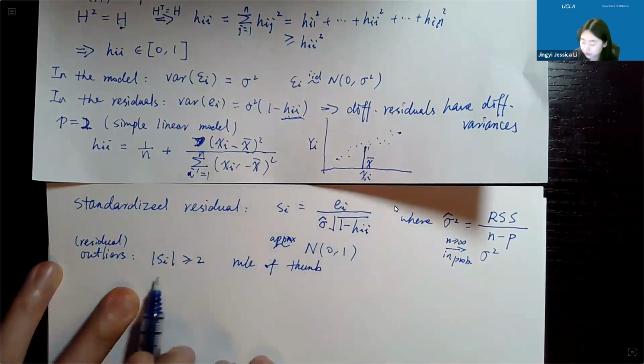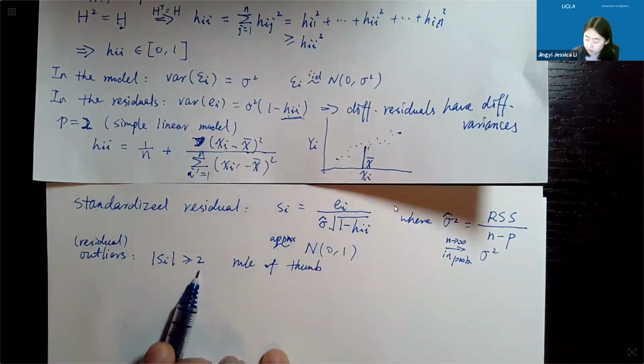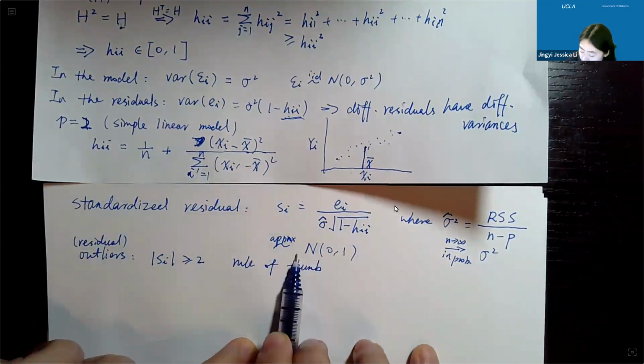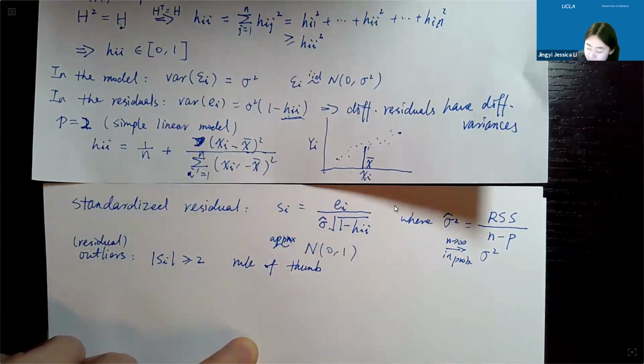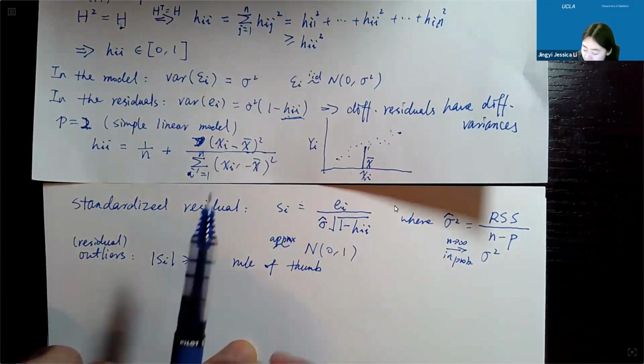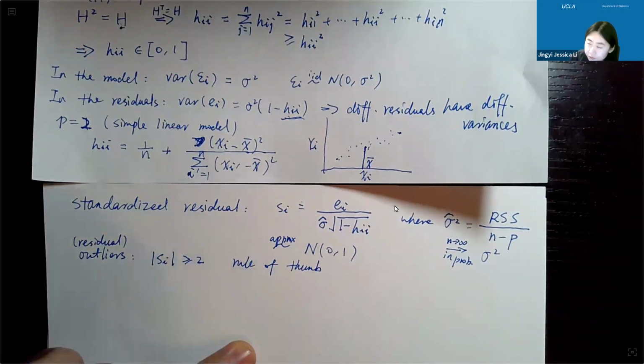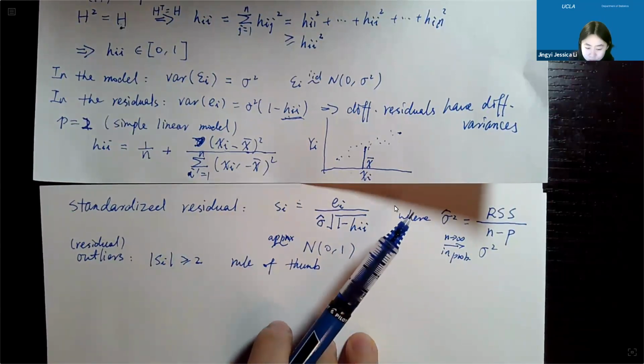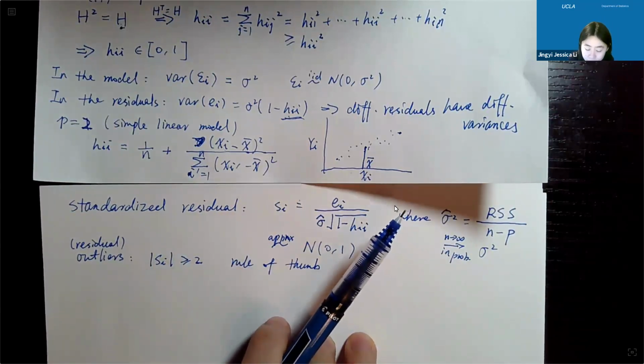And you can see where the 2 comes from. It's from the standard normal distribution. We know that for the standard normal distribution between -2 and +2, you have about 95% of your probabilities. So when they are greater than 2, it means that they fall into the tails, which together have only 5% of probability. So you think this residual is probably too large to be observed. So that's what we call the rule of thumb.